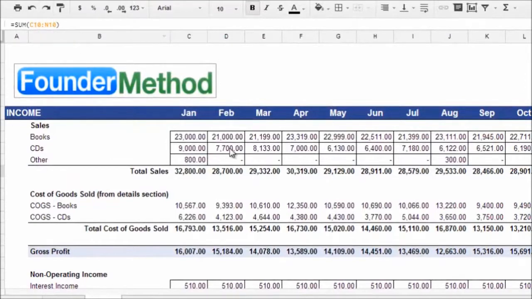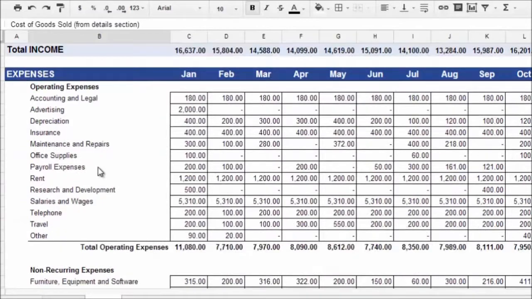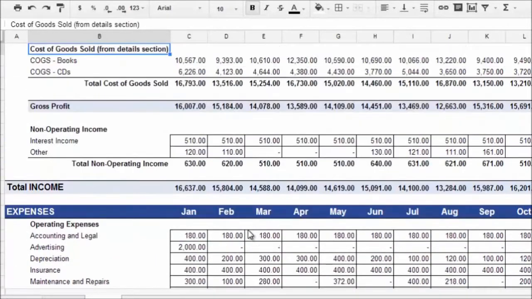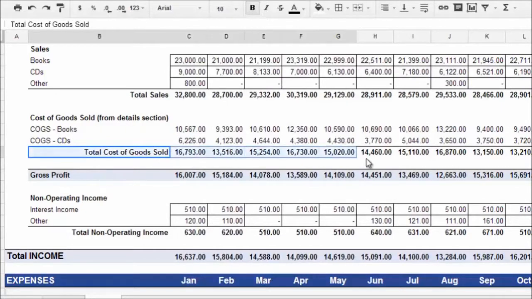Next will be cost of goods sold, where you can follow based on the example mentioned before this. The template will help you to sum up the cost of goods sold as well as to show you your profit and loss. Do the same thing for your CDs. The template will automatically show your cost of goods sold here, as well as gross profit.